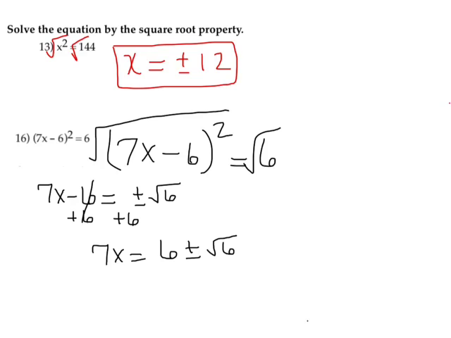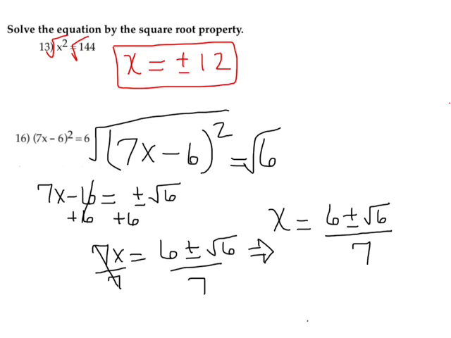Now that we've done that, we're ready to finish this off. We divide both sides by 7. So I divide both sides here by 7, and I get x equals 6 plus or minus the square root of 6 over 7.